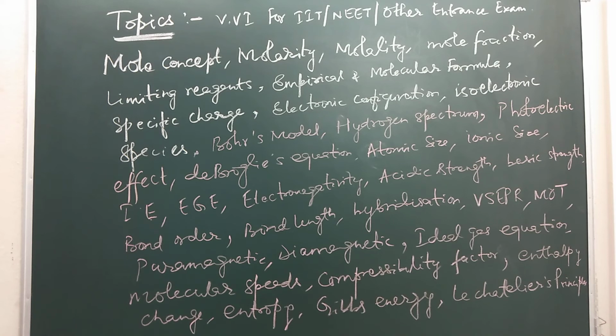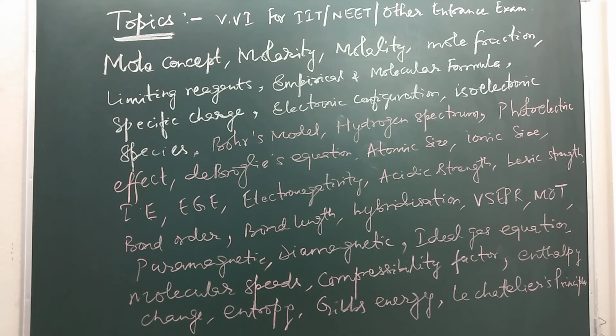Ideal gas equation: PV equal to nRT is called the ideal gas equation. Most gases do not obey this equation, so the concept of real gas was given. You have to know the van der Waals equation for real gas, the significance of a and b, that is the van der Waals constants in the real gas equation.